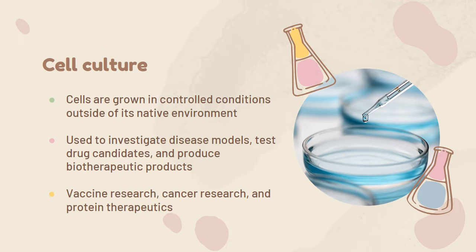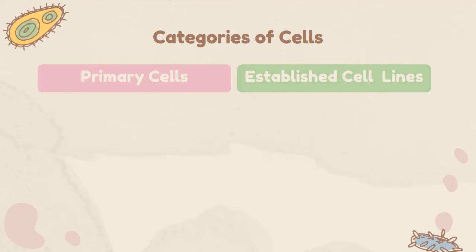Cell culture refers to the process when cells are grown in controlled conditions outside of its native environment. That's why it's always considered an in vitro procedure. The culturing of cells has many applications, such as investigating disease models, testing drug candidates, and producing biotherapeutic products, to name a few. Nowadays, cell culture is widely used in laboratory settings, especially in vaccine research, cancer research, and protein therapeutics. Cells used in the labs can be classified into two: primary cells and established cell lines.